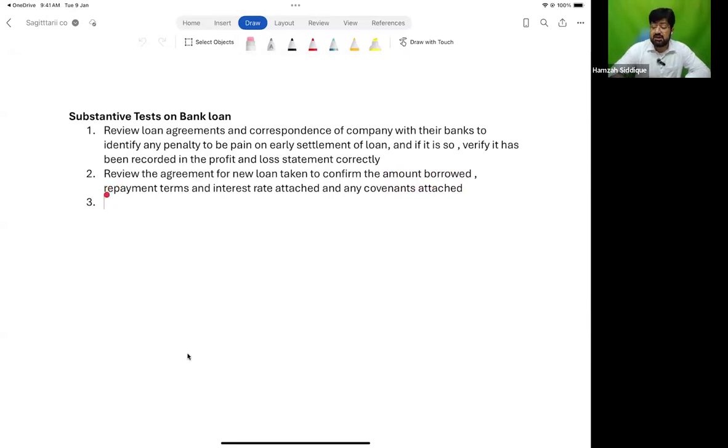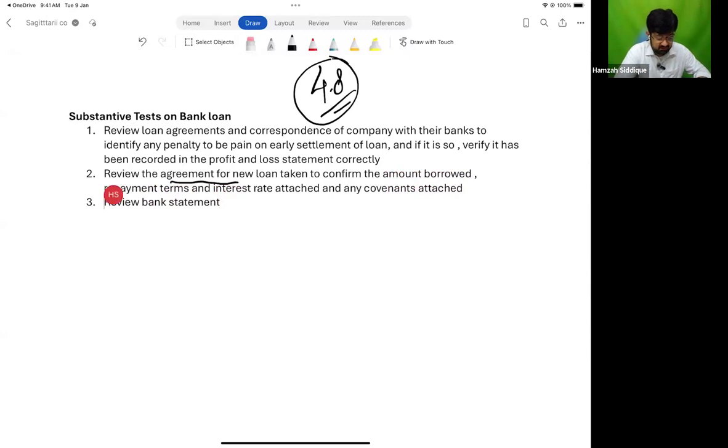What can be the other? They say they received 4.8 million. Okay. One source was the agreement. What is the other source to verify? Bank statement. Review bank statement of the company to confirm receipt of 4.8 million as bank loan during the year.